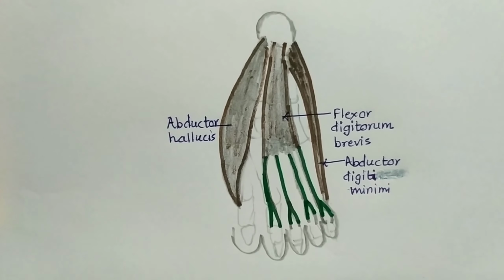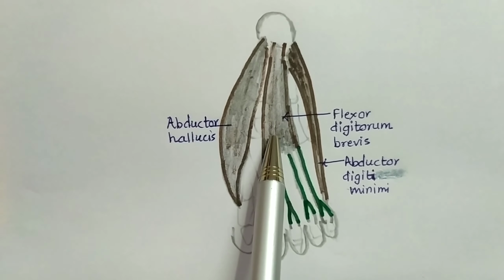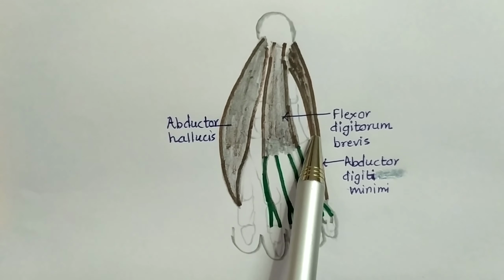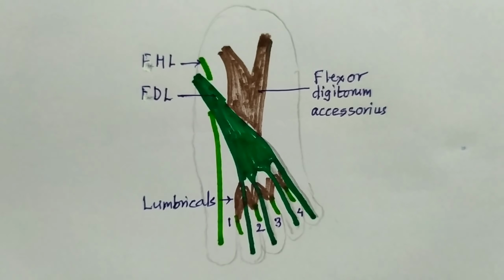The first layer of sole consists of 3 muscles. The abductor hallucis and flexor digitorum brevis are supplied by medial plantar nerve, while the abductor digiti minimi is supplied by lateral plantar nerve. The second layer of sole consists of 2 tendons and 2 muscles.